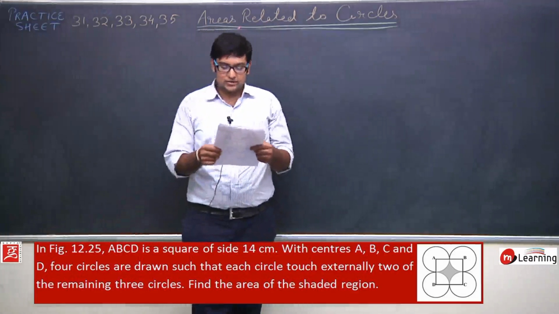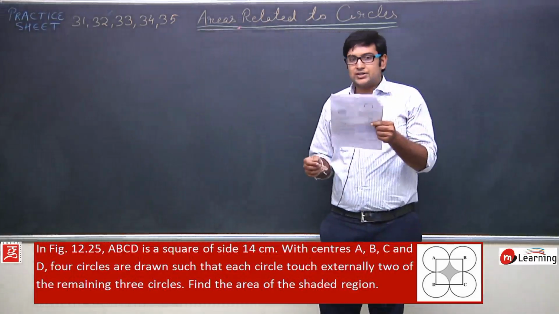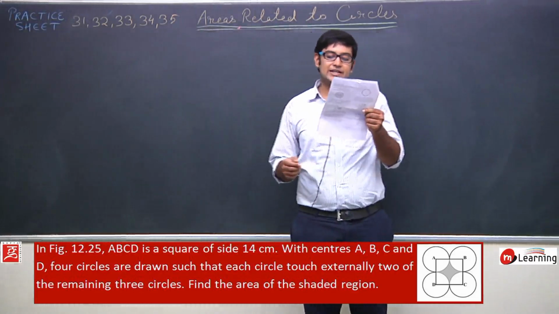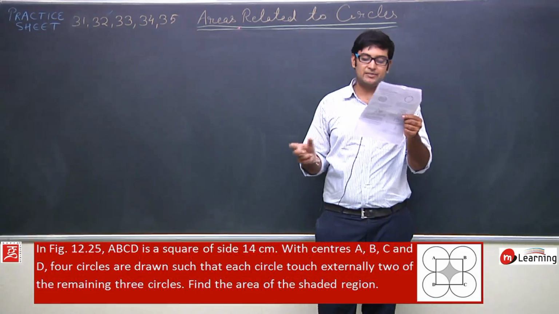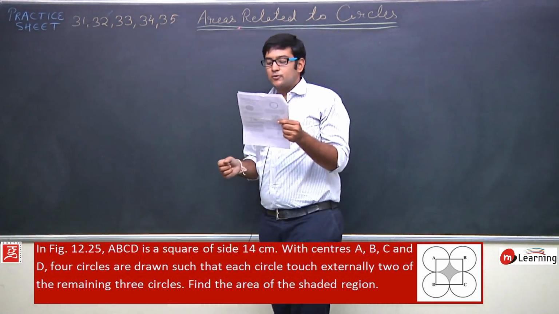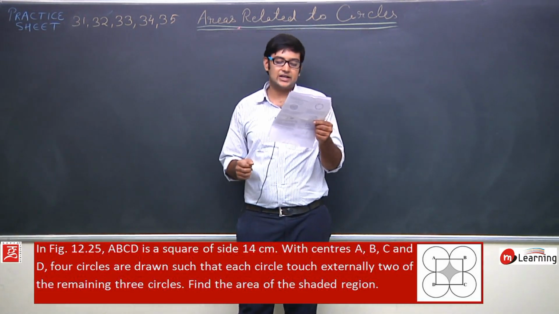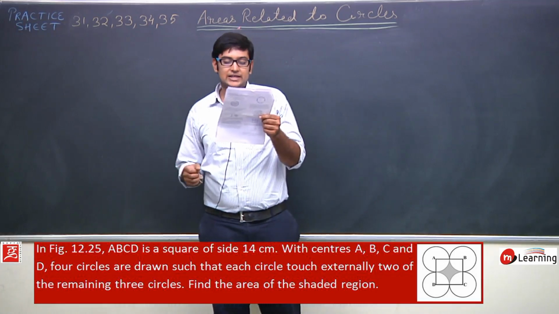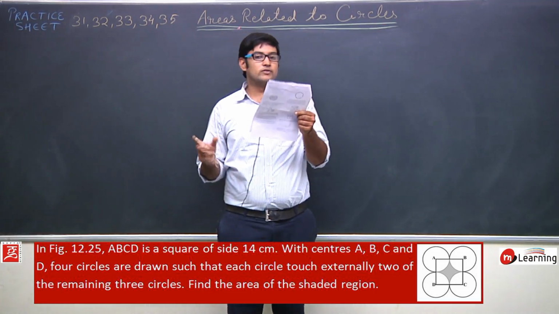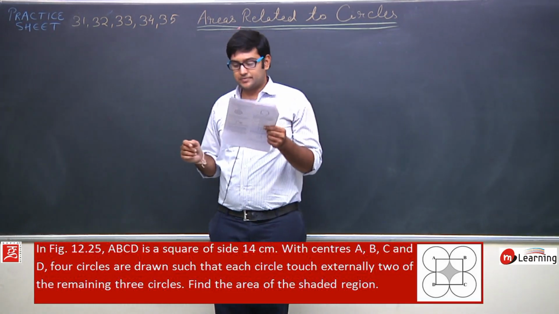Okay, so let us now solve the 31st question from the practice sheet. The question says, in the given figure, ABCD is a square of side 14 centimeters with centers A, B, C and D. 4 circles are drawn such that each circle touches externally 2 of the remaining 3 circles. Find the area of the shaded region.